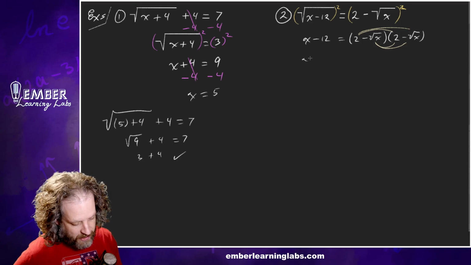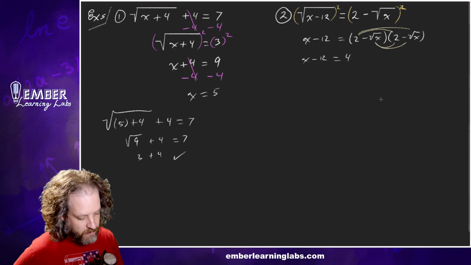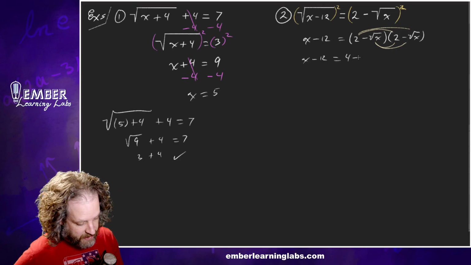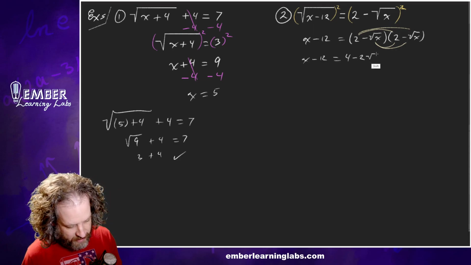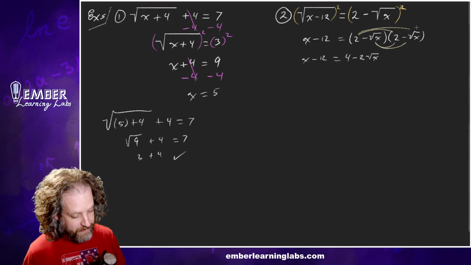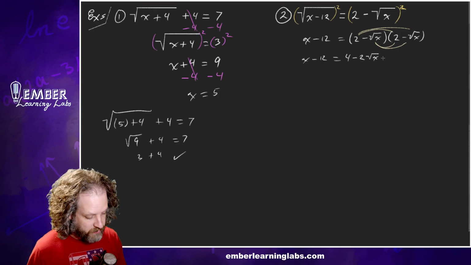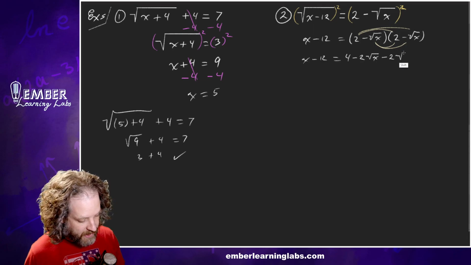So let's do x minus 12. I'm just bringing this left side down, equals 2 times 2 is 4. And then 2 times negative square root of x is negative 2 times the square root of x. Excuse me. And then we've got negative square root of x times 2. So that would be another minus 2 times the square root of x.